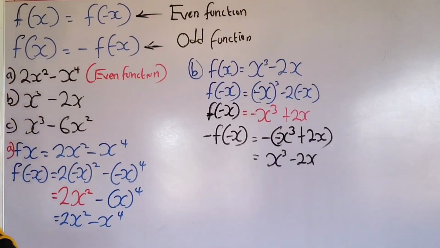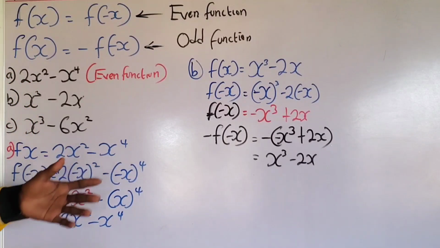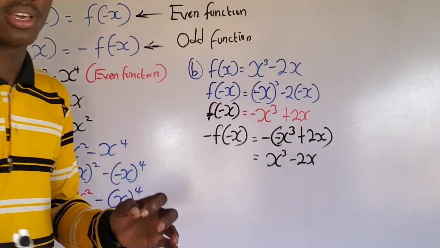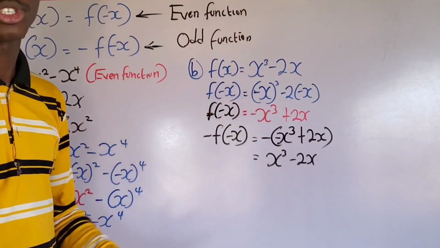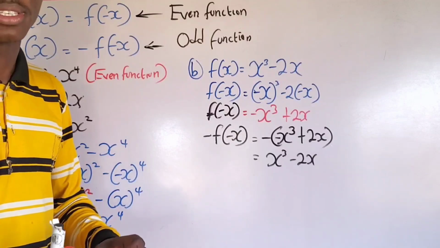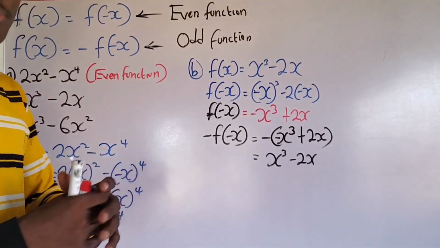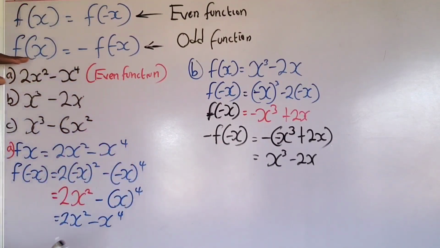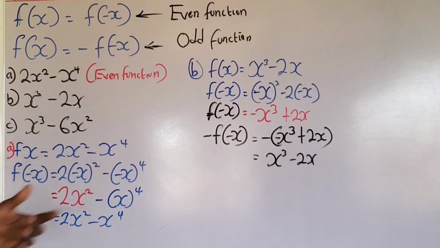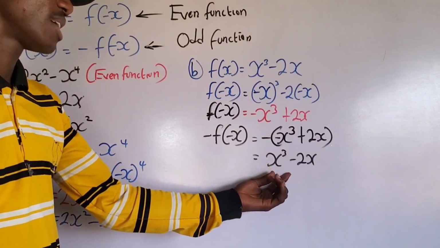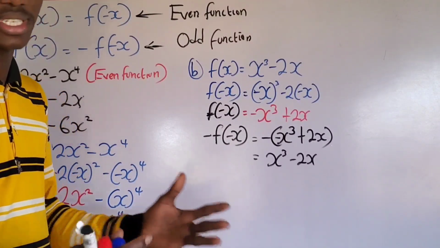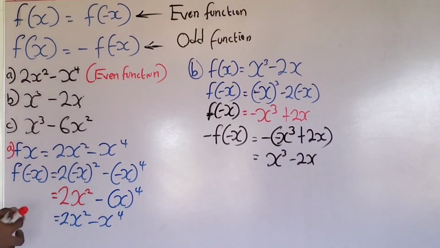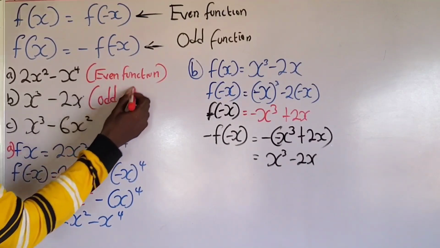Do you understand? Okay, how do I know that it's an odd function? I tested whether it is an even function, and I discovered that it is not, because it doesn't give me exactly the function when I test for f of negative x. So to check whether it is an odd function, I multiply f of negative x by a negative sign, just like the condition that must be met for a function to be an odd function. Having multiplied by a negative sign, I got x cubed minus 2x. You can see that it's the same. Hence, the second function is an odd function, okay?